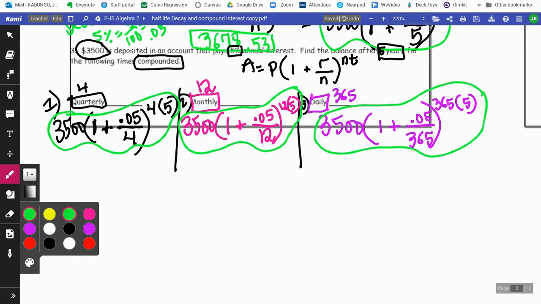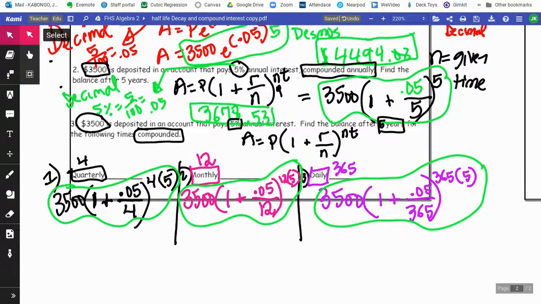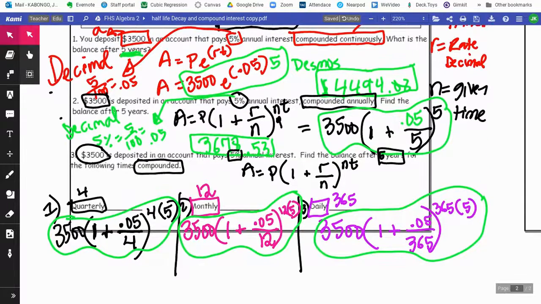All right, so the most important thing was knowing how to read and scan through it, and find out whether it is continuously compounded or compounded, and so on. And then find the appropriate formula. Then you're good to go.